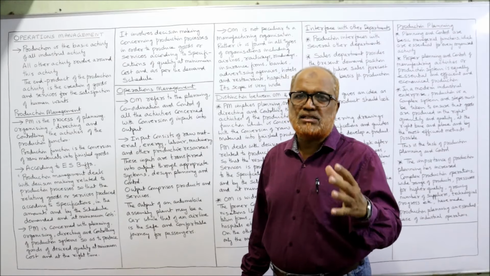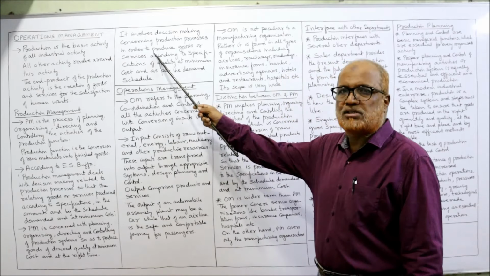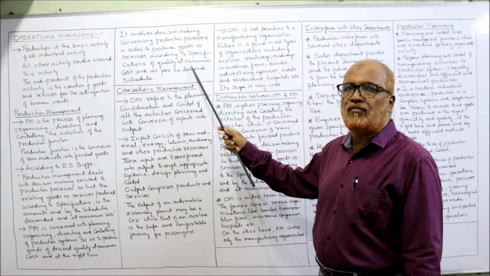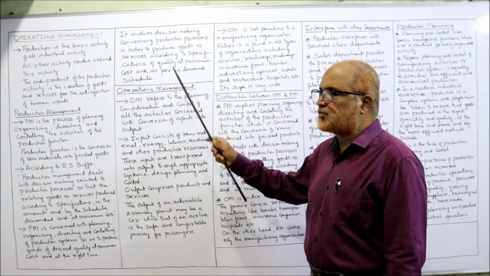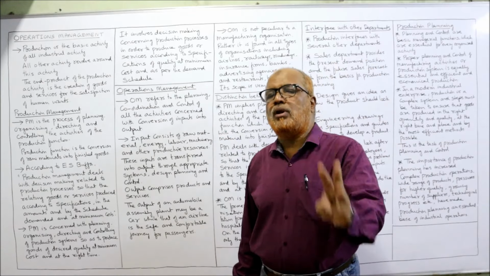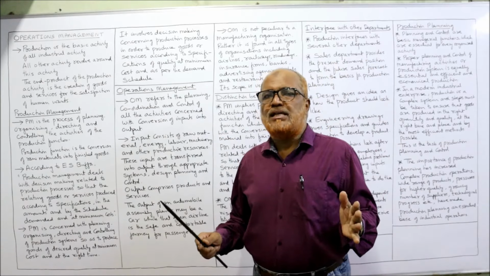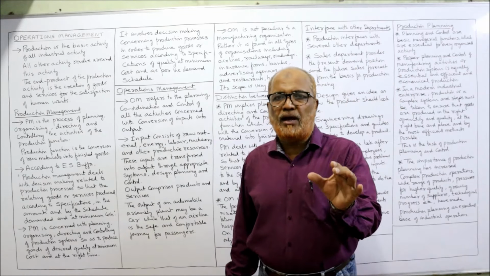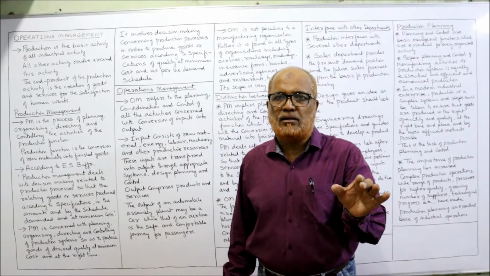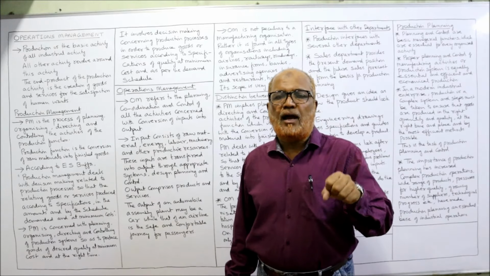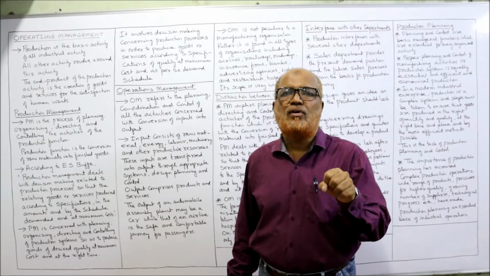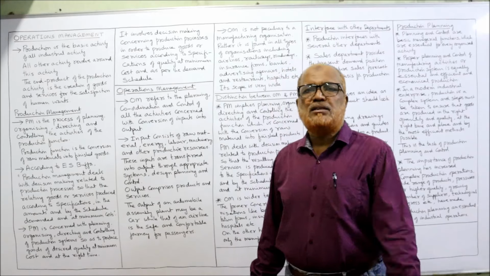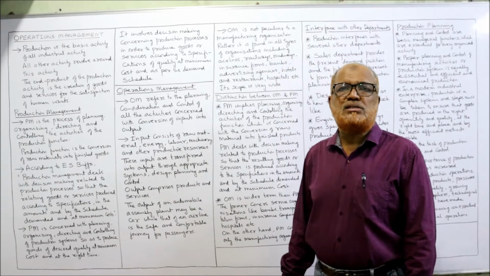So production management is concerned with decision making relating to production processes in order to produce goods and services according to specification of quality, of minimum cost and as per the demand schedule. So three things you have to remember. Production should be according to our specification. It should be according to the right quality and quantity and at a minimum of cost. That is production management. The next thing I am going to explain to you is operations management.